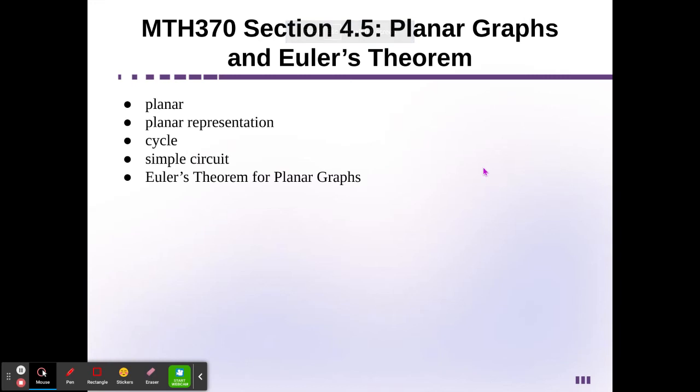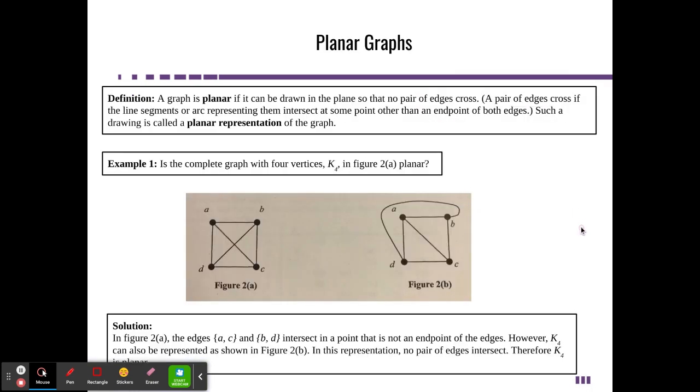All right. In section 4.5, looking at planar graphs and Euler's theorems, not Euler's theorem. So we've got some vocabulary here: cycle, simple circuit. We circle back to some vocabulary from previous sections as far as cycle versus simple circuit, and that'll be a key thing to look back at and make sure those are written in your notes to help.